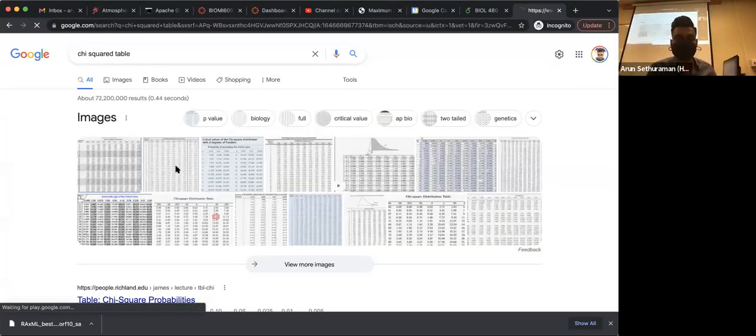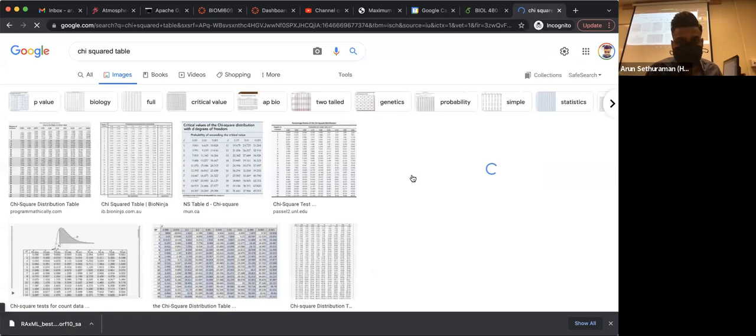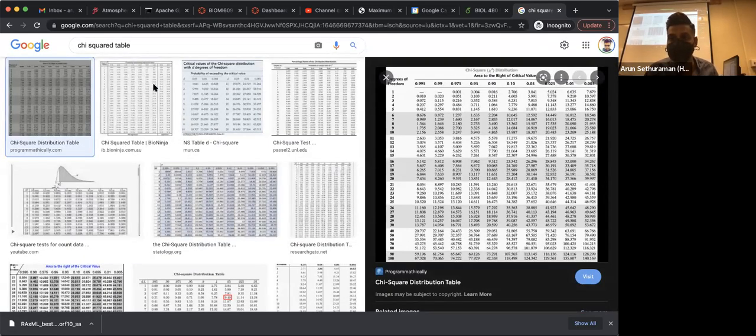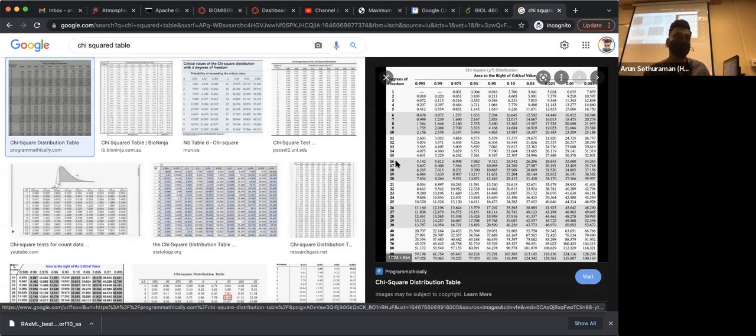I just Googled chi-square table. I'm sure you can find one easily. So here's one that gives me all the critical values of the chi-square distribution at various degrees of freedom. So whatever chi-squared value you compute from your likelihood ratio, let's say in this case I have 9 degrees of freedom, you would just look up across the p-value distribution up here. And let's say I'm going to use a 0.05 cutoff.